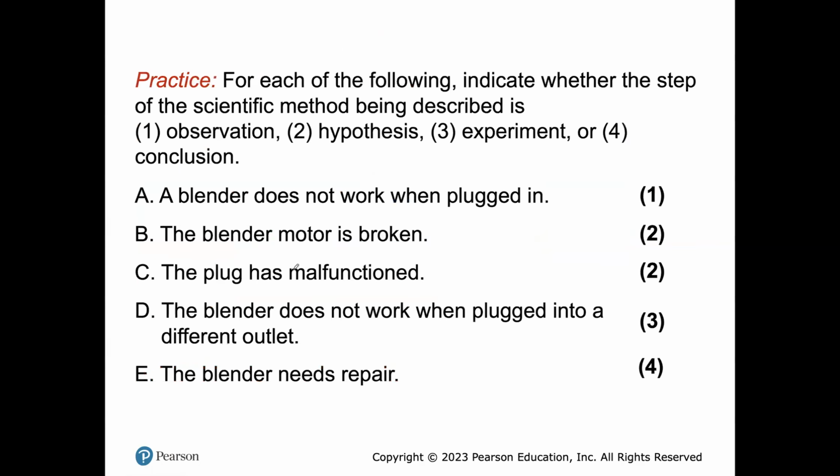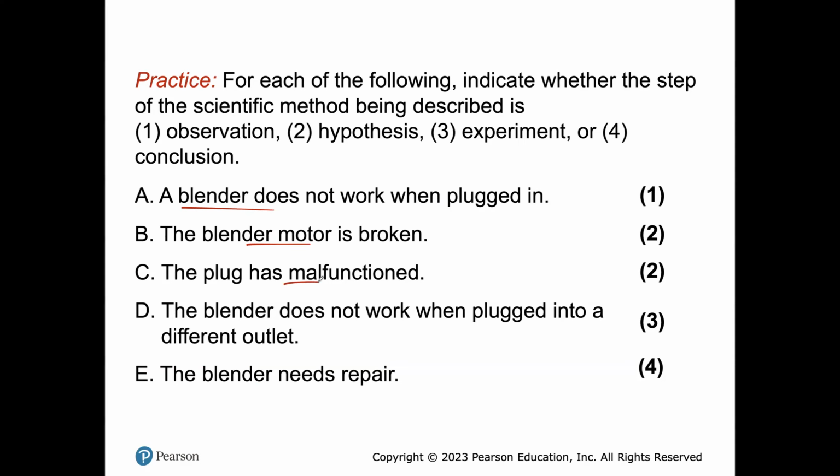So now let's look at an example. For each of the following, indicate whether the step of the scientific method being described is observation, hypothesis, experiment, or conclusion. A: a blender does not work when plugged in. This is what we visually observe, so it's an observation. B: the blender motor is broken. This is one of the hypotheses we come up with, so this is a hypothesis.